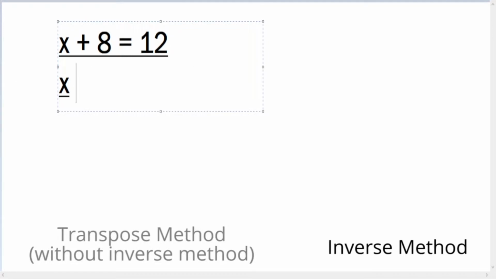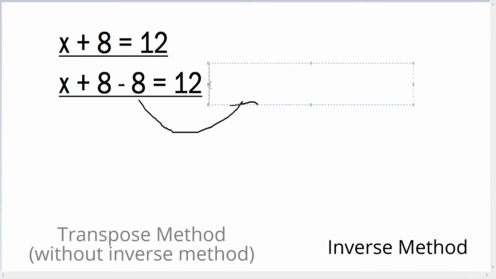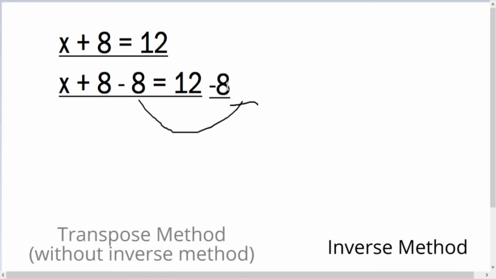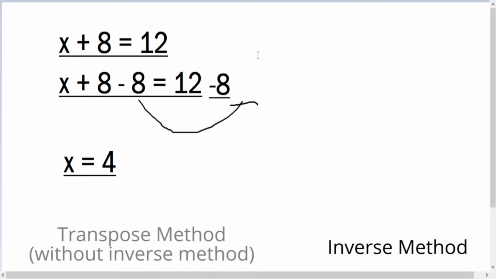So like x plus 8 minus 8. Okay, now we just put the equal sign after that, and 12. Now after this we need to copy this to the right. Okay, that means you have minus 8 here. Okay, 12 minus 8. So now you get the answer: 12 minus 8 is 4. Okay, x equals 4. You have to get a final answer. That's how the inverse method works compared to the transpose method.